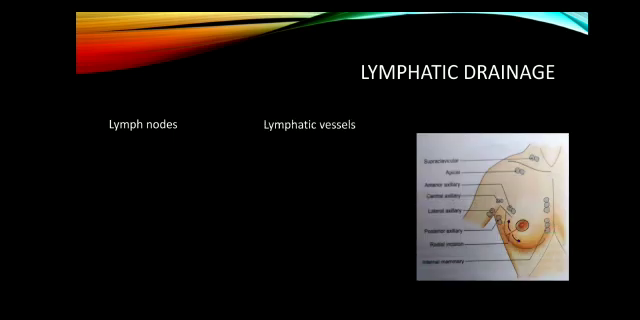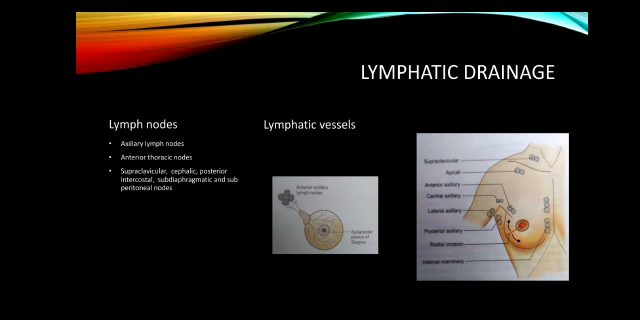The lymphatic drainage. The subject can be described under 2 heads: the lymph nodes and the lymphatic vessels. The lymph nodes are the axillary lymph nodes, anterior thoracic or parasternal nodes. Some lymph from the breast also reaches the supraclavicular nodes, cephalic, deltopectoral node, posterior intercostal nodes, and the subdiaphragmatic and the subperitoneal lymph plexuses. The lymphatic vessels include the superficial and deep lymphatics and also the subareolar plexus of Sappey.